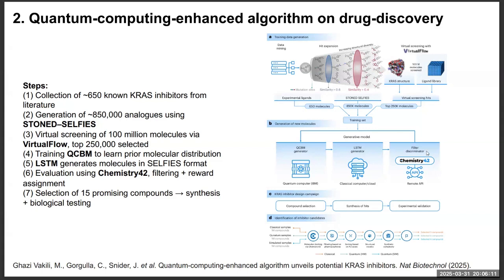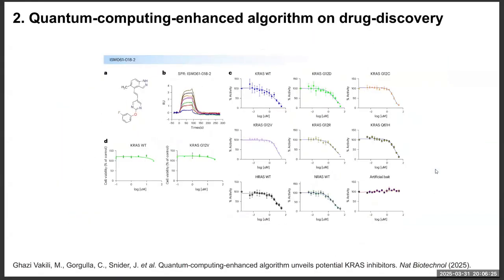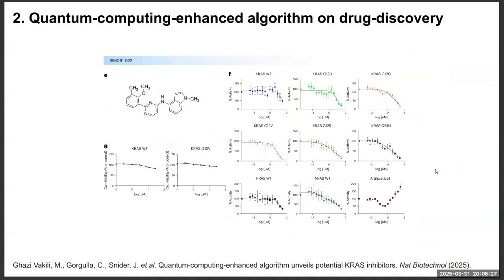They filter by a chemistry 42 model. This is also an open data set, and they figure out the binding affinity or toxicity in this field. So they made two prodrugs. They found compounds 1 and 2. These are the prodrugs they found.